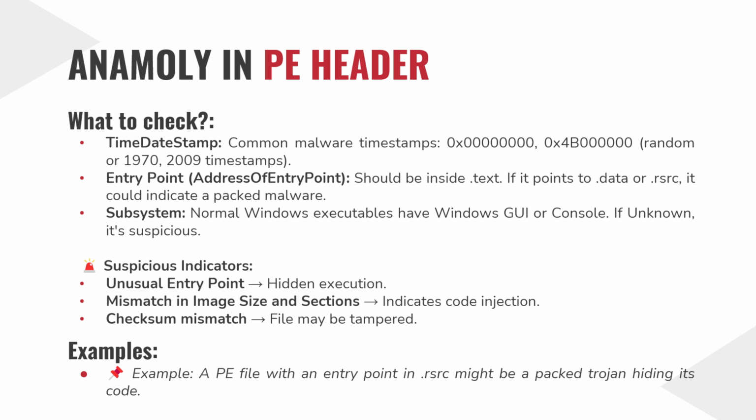Subsystem. Normal Windows executables have a Windows GUI or console. If it is unknown or something other, it may be suspicious. So keep a note to check the entry point, mismatch in the image size and the sections. For example, a PE file which has an entry point not in the text section might be packed or a Trojan hiding inside the code. We will see this in our example when we compare a packed and an unpacked malware file.